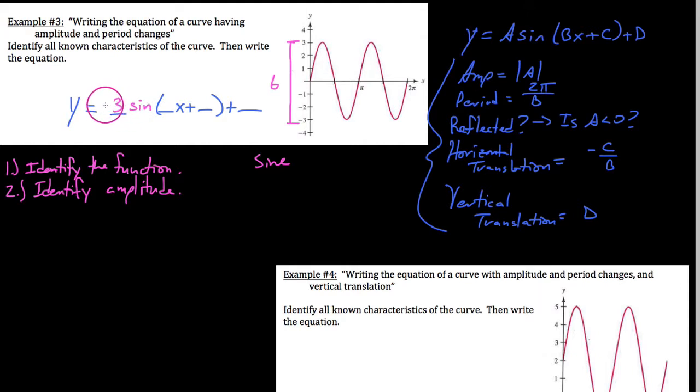Now the thing here is this, is it a positive or a negative 3? And to determine this, we have to look at this graph and say, well, was it a reflected sine curve? Now a normal sine curve usually goes up, down, up. Reflected would look like down, up, down. So since it's not been reflected, we can say that this must be a positive 3.